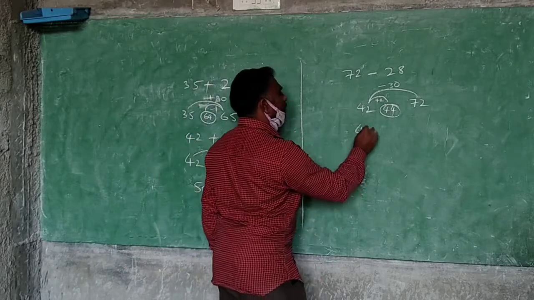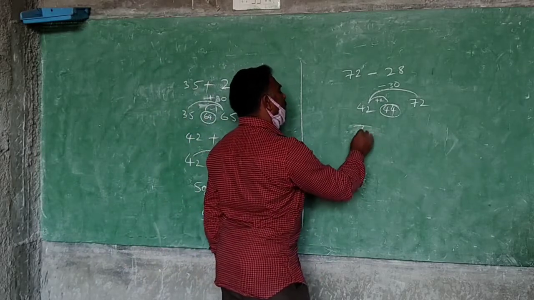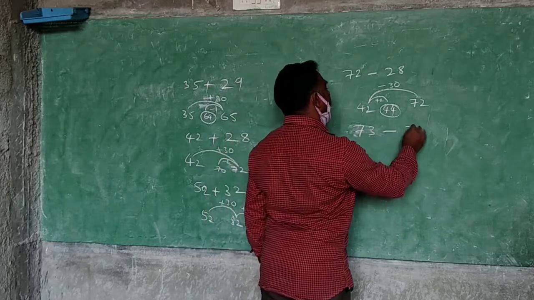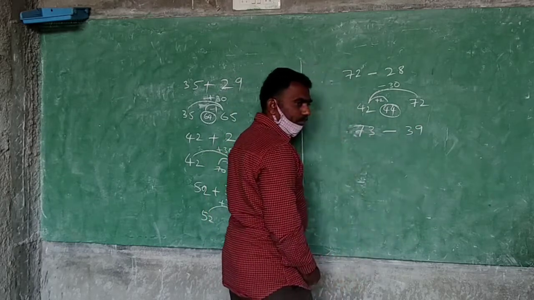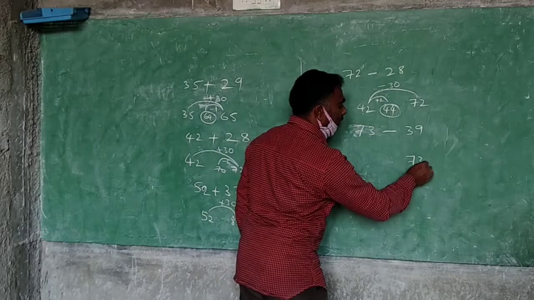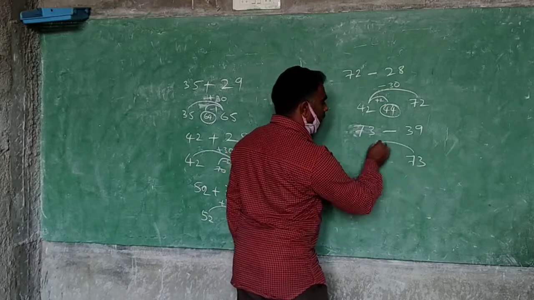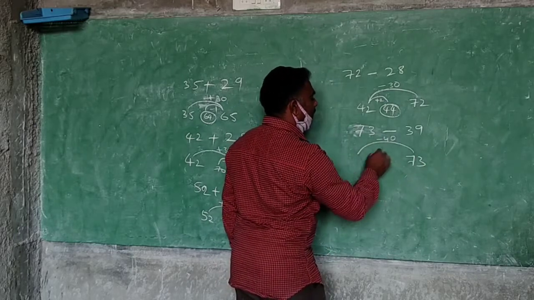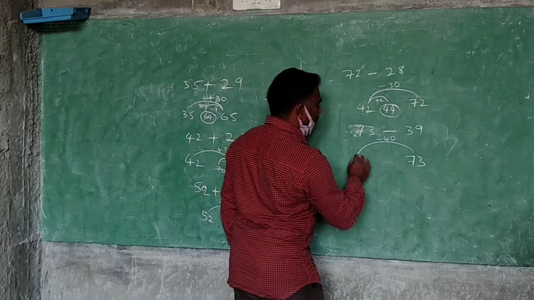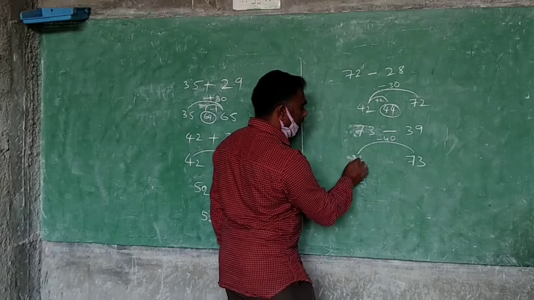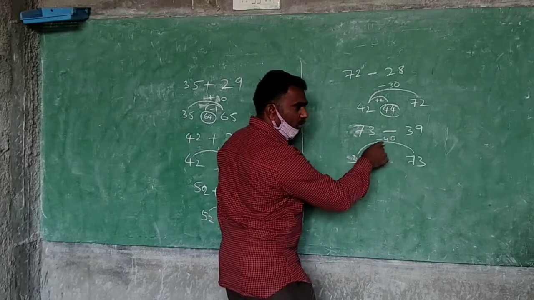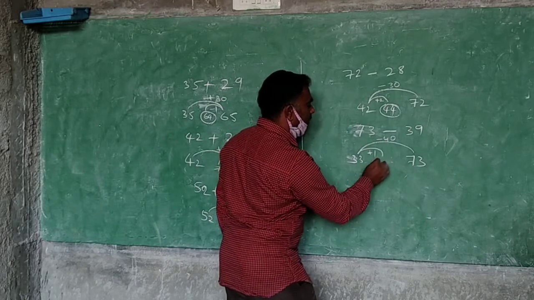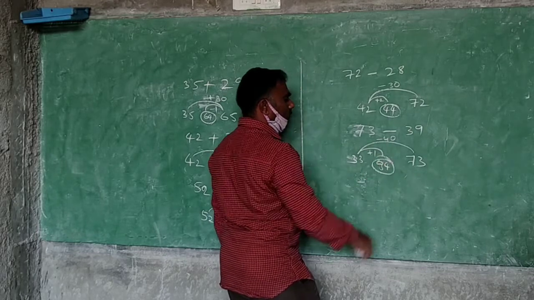Now you see 73 minus 39. 73 here. Very good. Minus 40. Minus 40 means what is that? 33 will come. Extra came, no. That's why plus 1. 34.